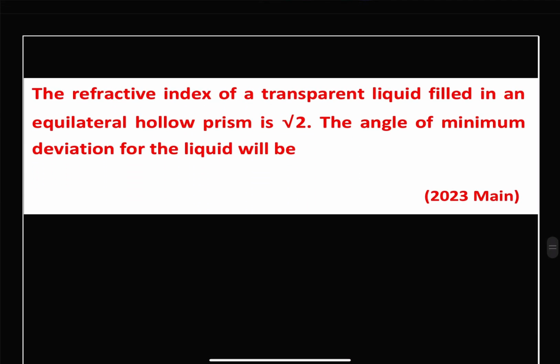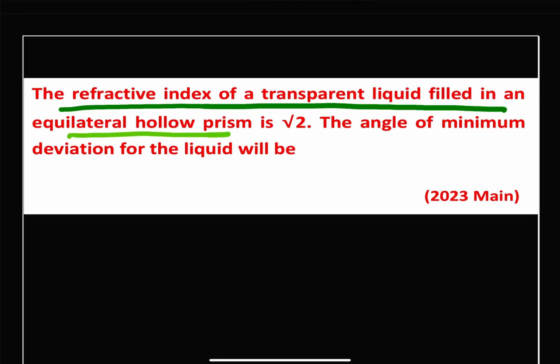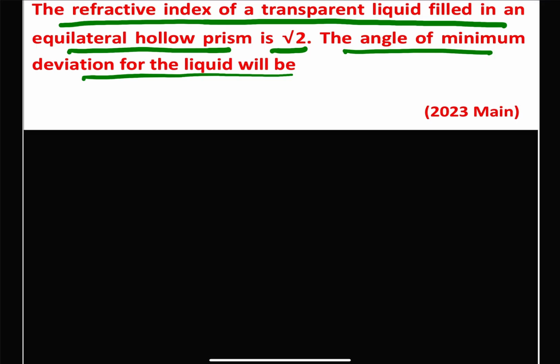Next question. It states that the refractive index of a transparent liquid filled in an equilateral hollow prism is square root of 2. The angle of minimum deviation of that liquid will be. Here we are given a hollow prism filled by a transparent liquid. Okay, so we can draw an approximate figure, and this is filled by a liquid. And we need to find out the angle of minimum deviation.